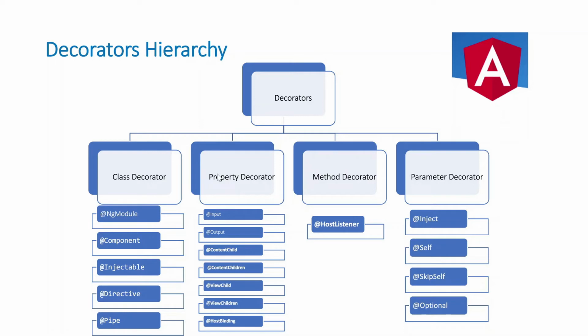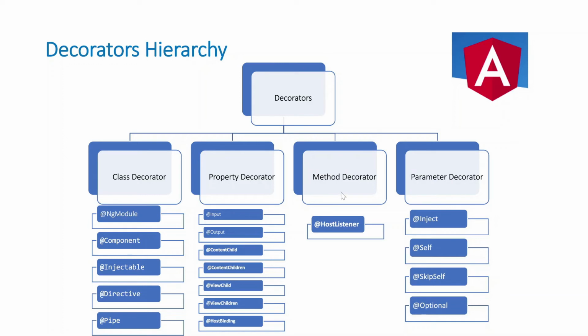Now second is the property decorator. Property decorators are applied on the properties of classes. So the examples of the property decorator are @Input, @Output, @ContentChild, @ContentChildren, @ViewChild, @ViewChildren, @HostBinding. So these all are the list of decorators that you can apply on the property.